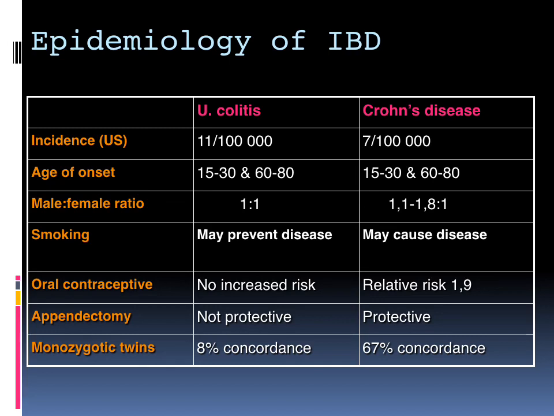Oral contraceptives seem to increase the relative risk of Crohn's disease, while appendectomy seems to be protective against Crohn's disease. There is some genetic component to the disease, and we know now that the NOD2/CARD15 gene, although with incomplete penetrance, has a role in the heritability of this disease.